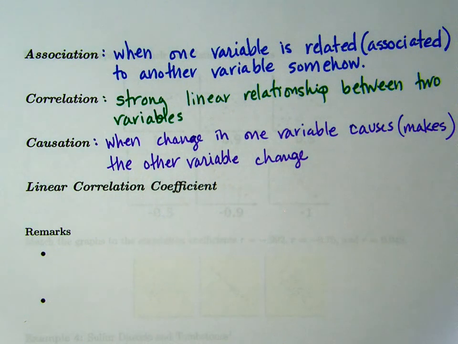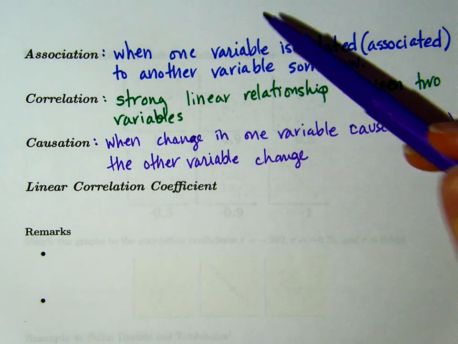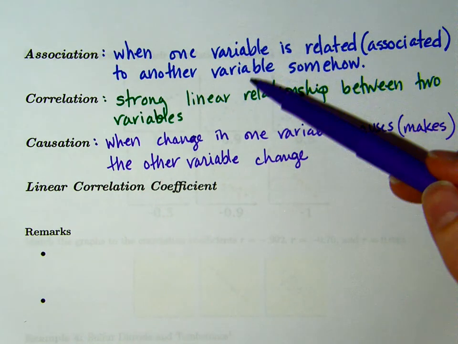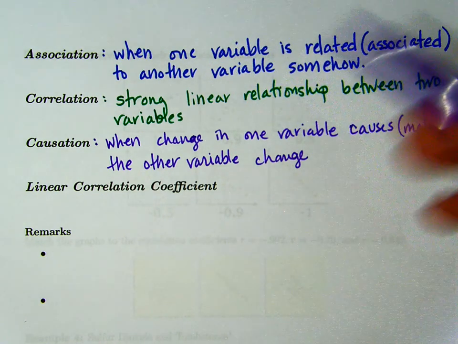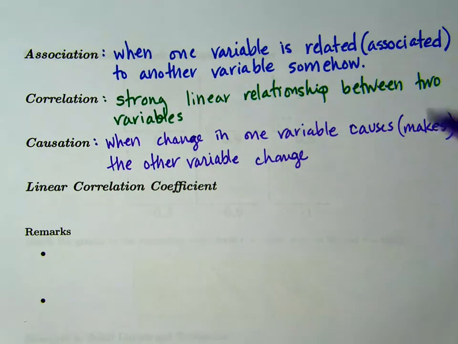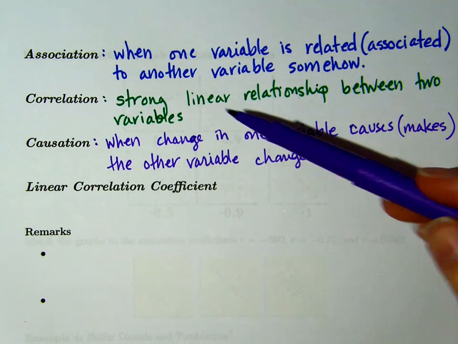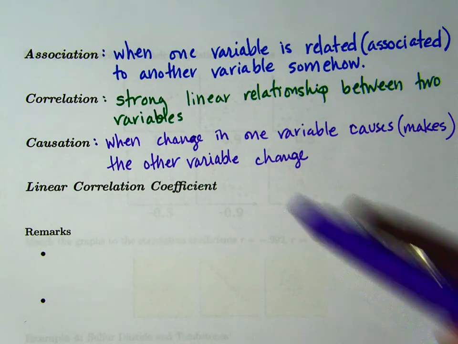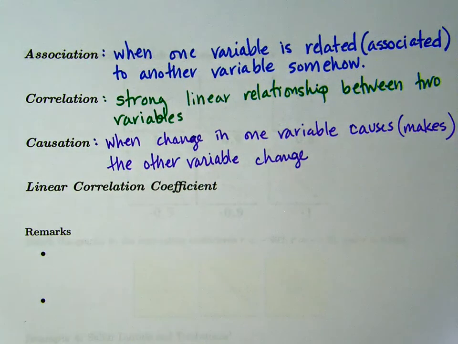Okay, so we use this word a lot: associated. When one variable is associated with another one, somehow there's a relationship between these two variables or ideas. And then a correlation is a strong linear relationship, so we use that term a lot too. They're definitely correlated to each other.